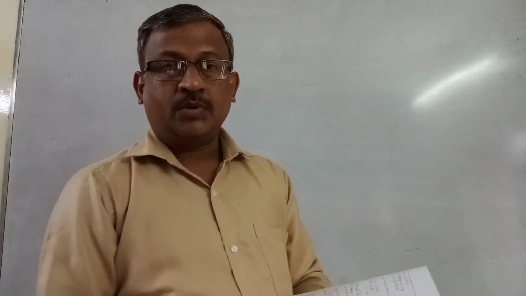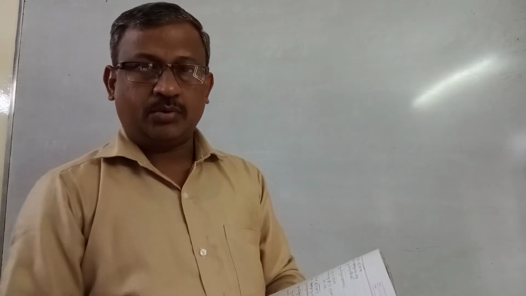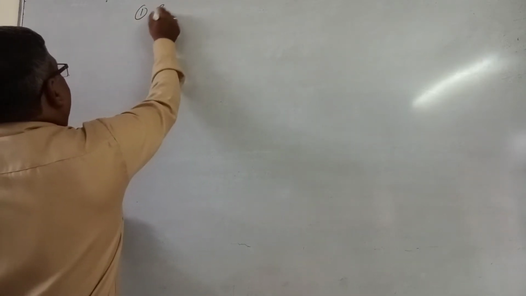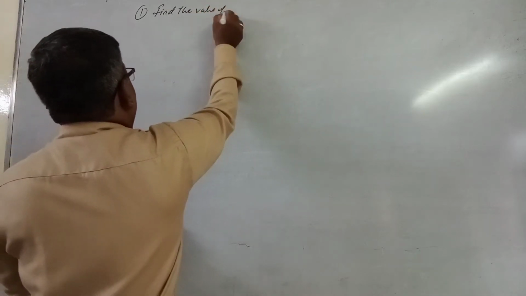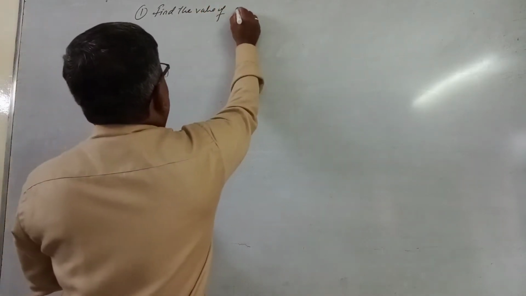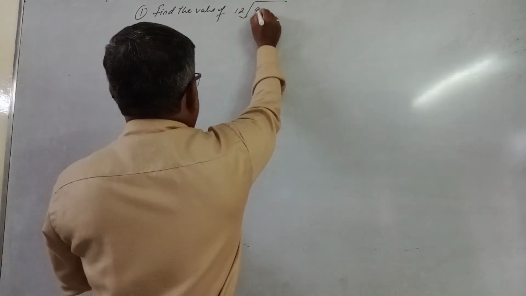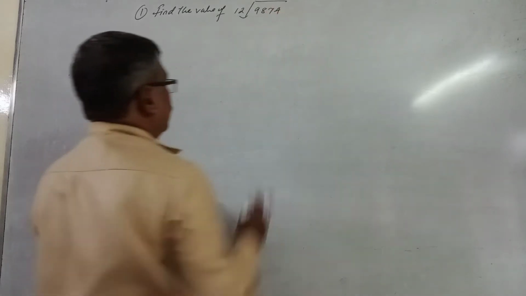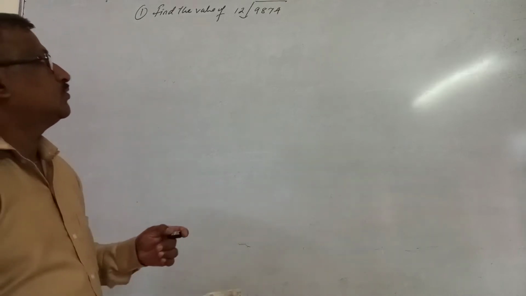Hello students. So let's begin with the last rule of logarithm, if there is a root. Clear? So let's have the first problem on this. The first problem is: find the value of the 12th root of 9874.